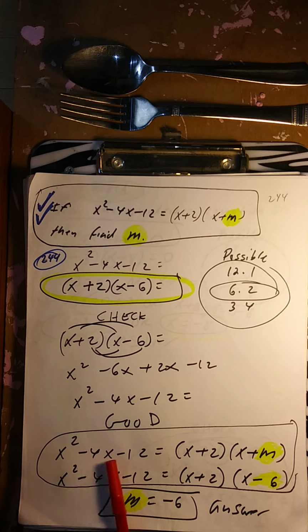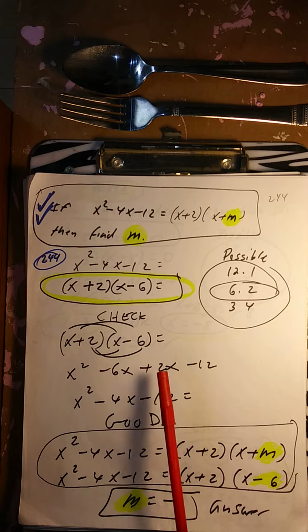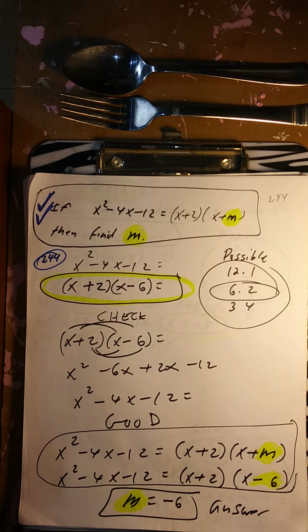So this quadratic function here is x squared minus 4x minus 12 equals x plus 2 times x minus m. So if we put m to be negative 6, it'll work, because we checked right here. Check, check, check. We got it. So m must be what? Negative 6.